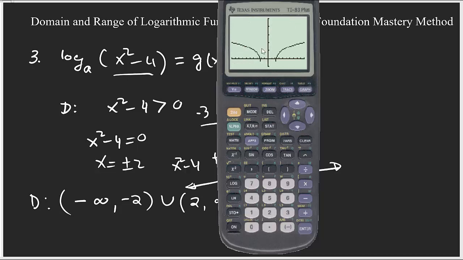So when you graph it in the standard window, it looks like it goes all the way down. All the way down. You have vertical asymptotes at 2 and at -2 here. So that's why the range is -infinity to +infinity. But the domain is here, -infinity to -2, and then 2 to infinity on this side.